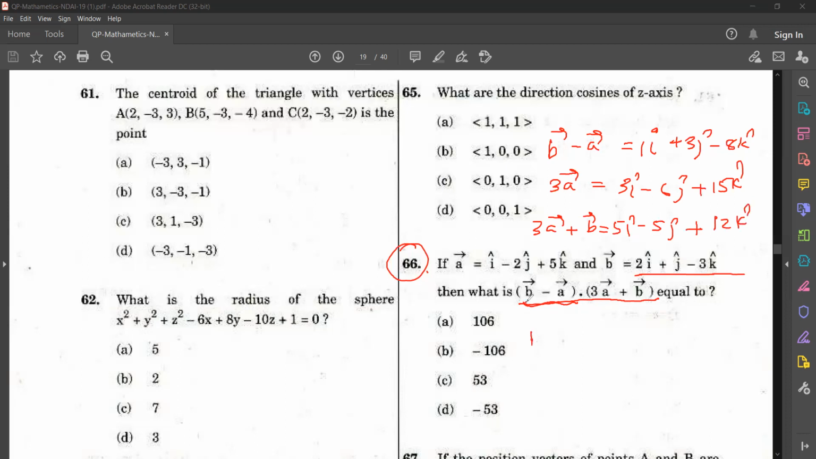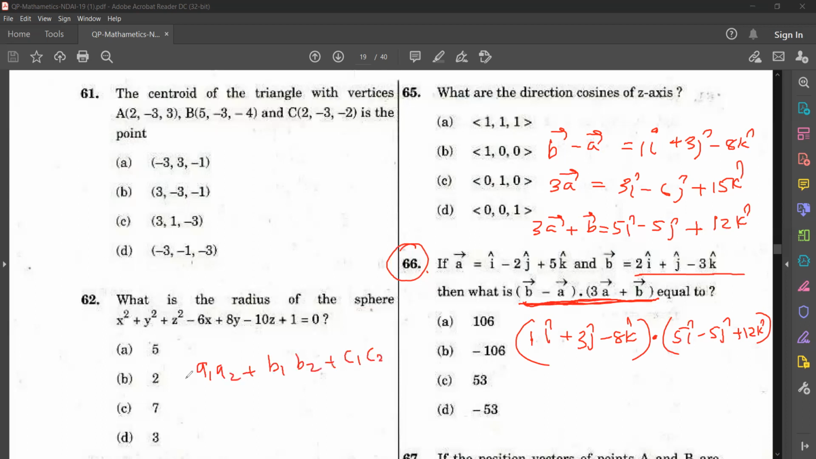Now what you have to do? You have to do B minus A vector dot 3A plus B vector. So B minus A vector is 1 I cap plus 3 J cap minus 8 K cap dot 3A plus B, that is 5 I cap minus 5 J cap plus 12 K cap. Now how to do a dot product? You will do like A1 A2 plus B1 B2 plus C1 C2. Two vectors have to be dotted.